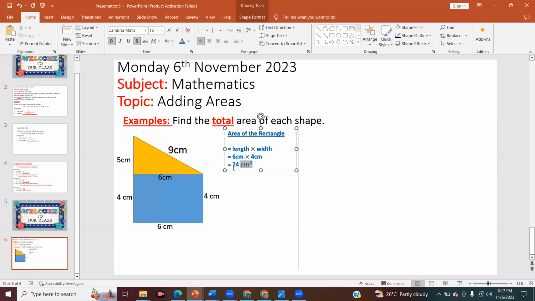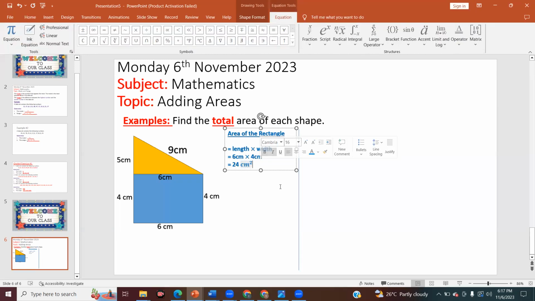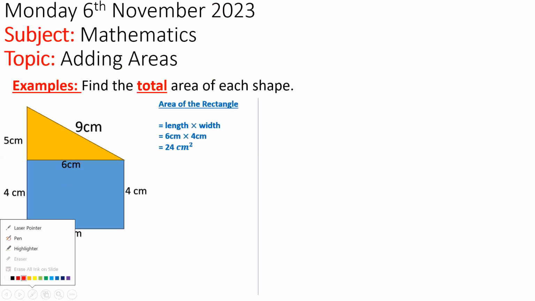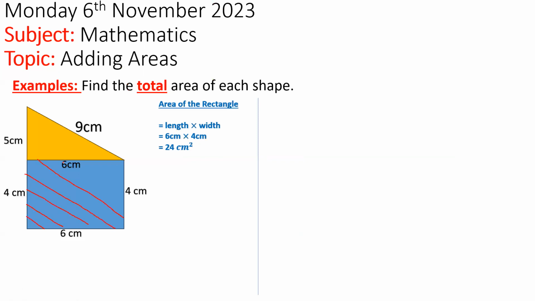All right, so good. So the area of the rectangle is going to be what? 24 centimeters squared. So that means the space inside here, how many centimeters squared is this space? 24 centimeters squared. Very good. So this space is 24 centimeters squared.